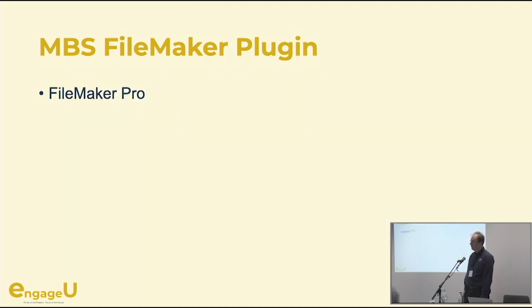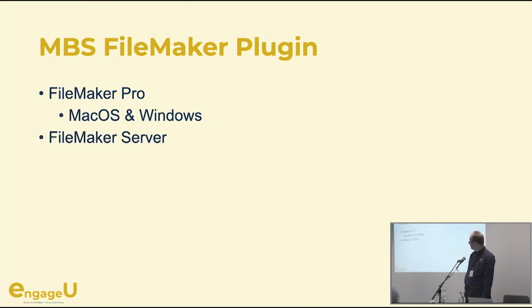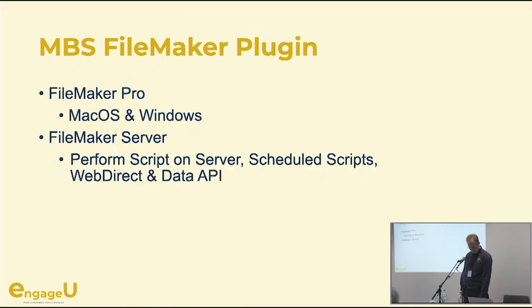You can use the plugin in FileMaker Pro and Claris Pro, of course, on Mac and Windows. And you can use the plugin in FileMaker Server or Claris Server. You can use it for Perform Script on Server scripts, with WebDirect, with Data API, and with scheduled scripts. Since WebDirect and Data API are separate processes, there are actually 3 plugins folders on the server. So if you install it manually, you have to copy the same plugin file into 3 folders.